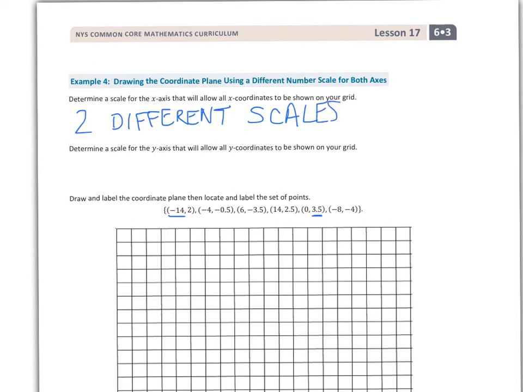So what I want you to determine is what would be a good scale for the x-axis and what would be a good scale for the y-axis. Once you've got that set up with your nice straight axes on this graph, go ahead and raise your hand and I'll come check. All right, go.